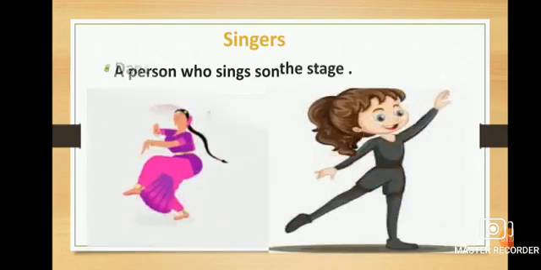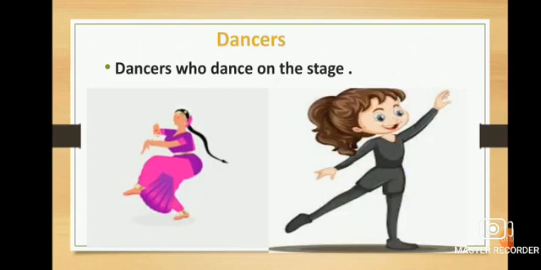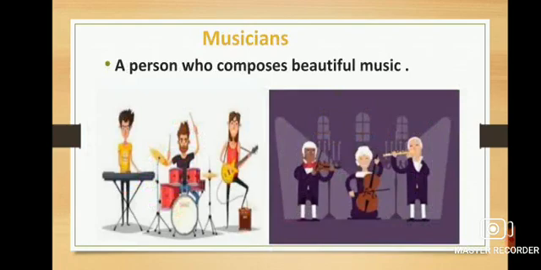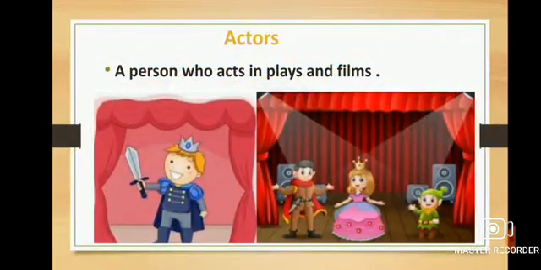The next one is dancers. Dancers dance on the stage. Next one is musician. A person who composes beautiful music is known as a musician. The next one is actors. A person who acts in plays and films is known as an actor.